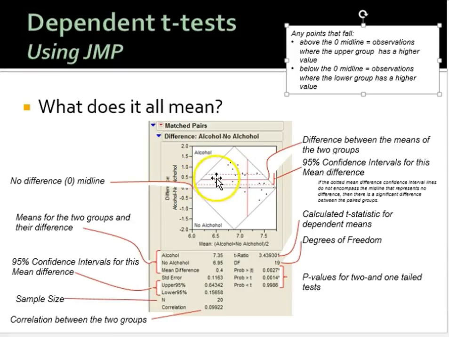The red horizontal line here is showing you the mean difference, so on average, how were the two samples different from each other. The dotted red lines on either side of that are giving you a 95% confidence interval for that mean difference. So you can say with 95% probability that if you were to collect more samples or represent the entire population, this mean difference would fall somewhere in between these two confidence intervals.